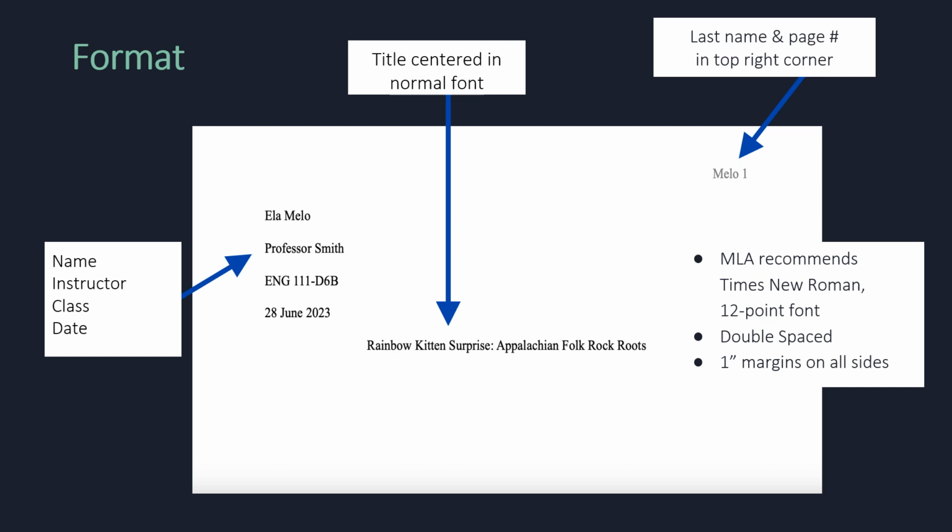Your title will be centered at the top of the page without underlining or bolding. Finally, be sure the document is set to be double-spaced with 1-inch margins on all sides. Once these formatting aspects of MLA Style are squared away, you are ready to begin typing your paper.